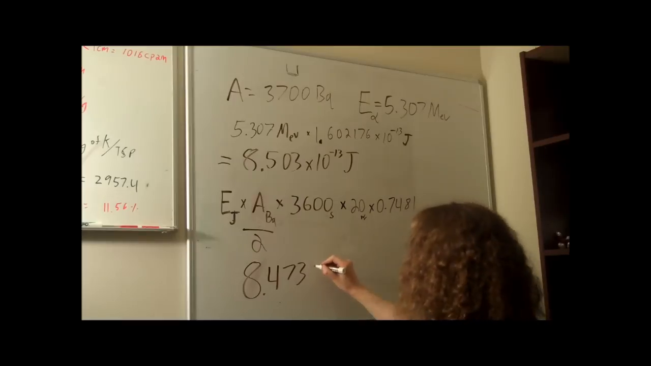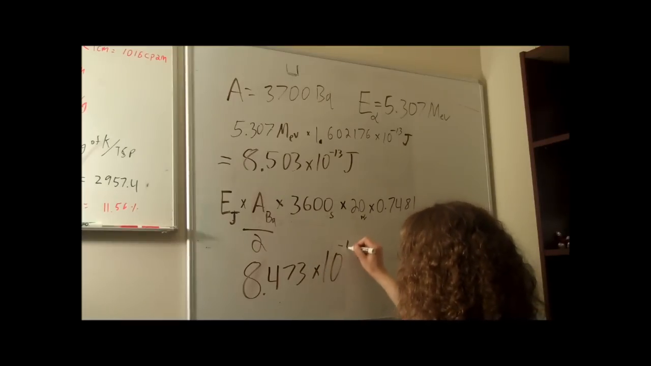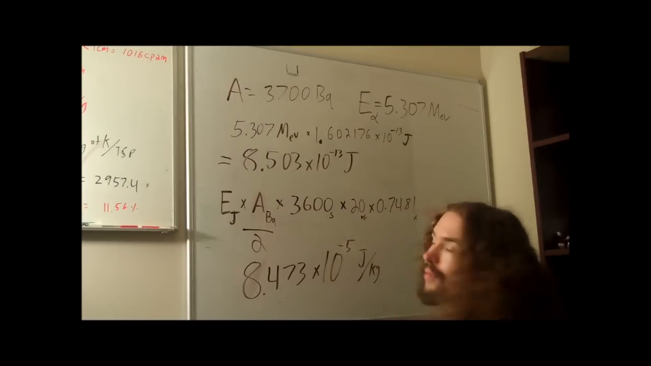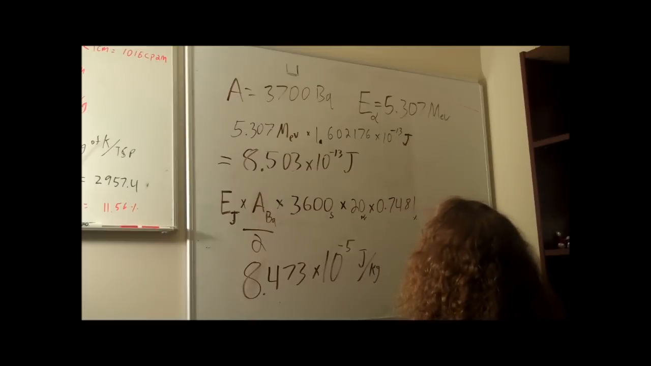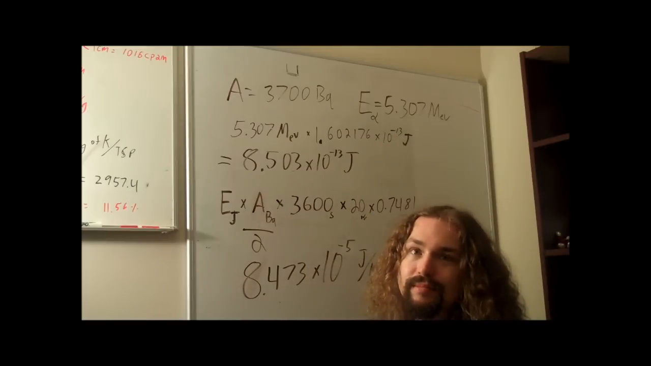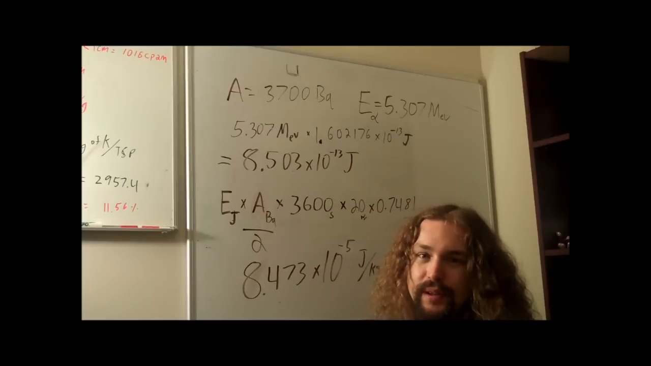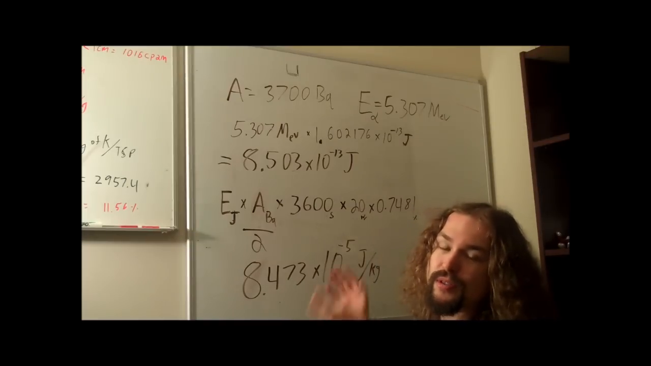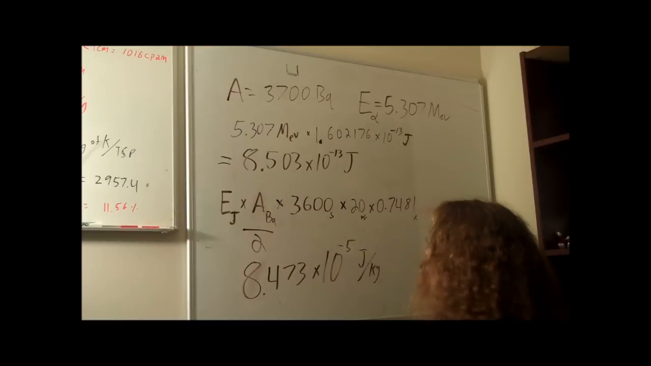8.473 times 10 to the negative 5 joules per kilogram. Where did the kilogram come from? I just added it. Why? Because we're trying to figure out mass here, and you have to have a degree of freedom of mass. So we're going to put in 1 kilogram, the base of all those little mass things, using SI units.